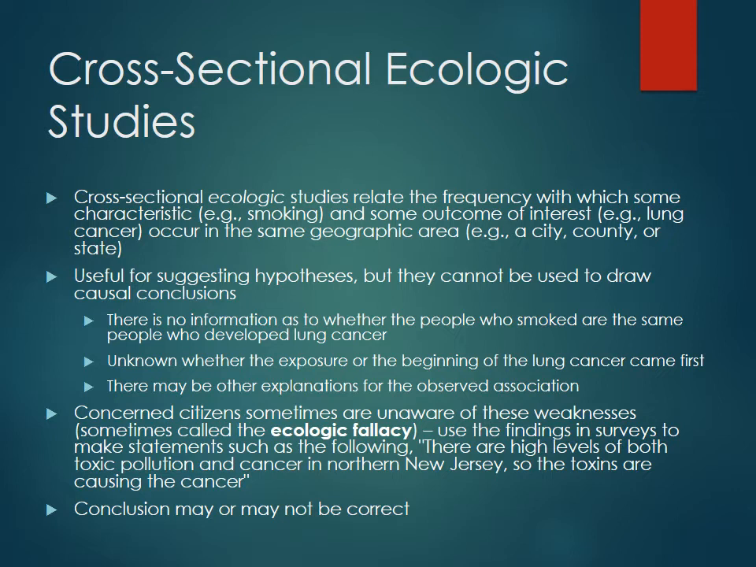So a lot of times people can take information that's being reported, especially in the news and things like that, and kind of run with it. And so they're unaware of the weakness of the associations that can be drawn, or this ecological fallacy that comes up. So say, for instance, you hear that there's high levels of both toxic pollution and cancer in northern New Jersey, so the toxin has to be causing the cancer, right? Not necessarily. We know that we cannot draw that conclusion strictly from looking at these ecological surveys. So a conclusion may or may not be correct. You need better data or better study design to determine that.